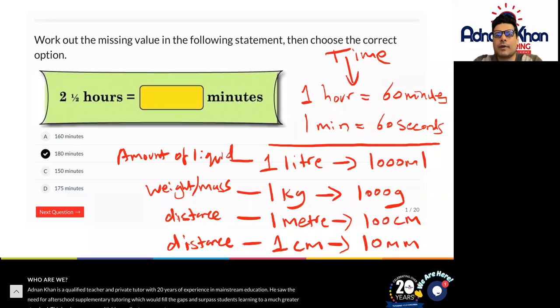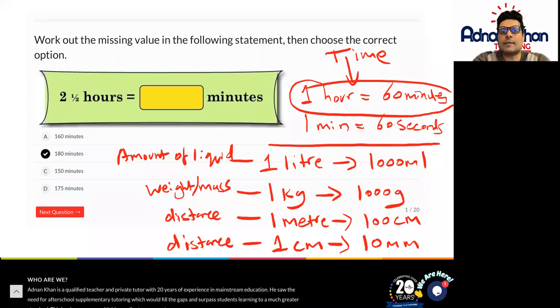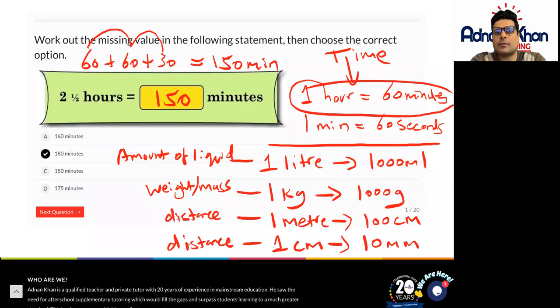It says 2.5 hours. So we know in 1 hour, we have 60 minutes. So for 2.5 hours, we'll have 60 minutes plus 60 minutes, that's 2 hours. And a half of 60, so half an hour is going to be 30 minutes. And we just have to add these up now. So 60 add 60 is going to be 120. And 120 add 30 minutes will be 150 minutes altogether. So in this case, 2.5 hours makes 150 minutes.